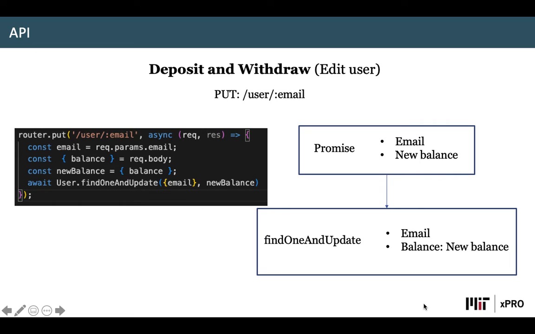Now, when we talk about deposit and withdraw in the front end, we carry out the action of depositing or withdrawing, and we use a put request to update the balance of the user in the database. So we make the put request to the user route, and we request the email of the user to filter the user's collection of the database. The promise requires the user email and the new balance, and this will update the user matching the email.